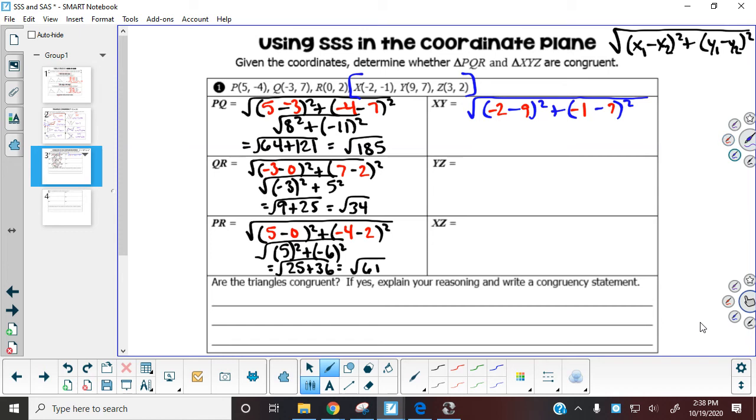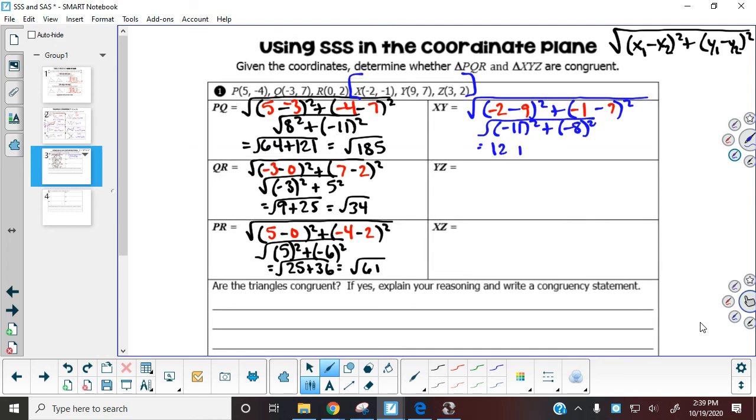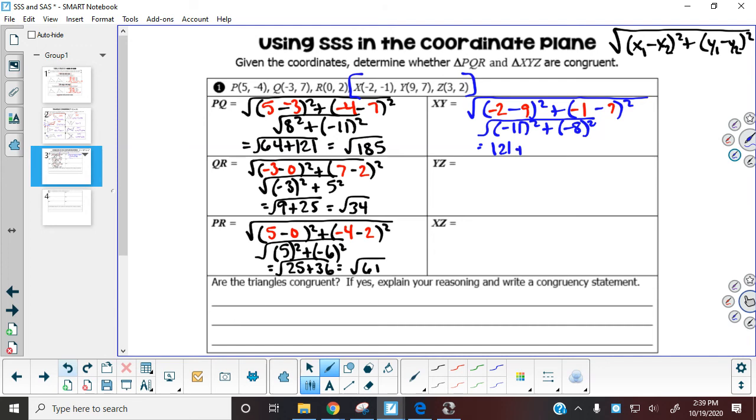So I have -11 squared plus -8 squared. So I've got 121 plus 64. And notice that's the same as what we had originally, so 185. So far, we have two sides that are congruent. Okay? We need all three though, so we have to keep checking.